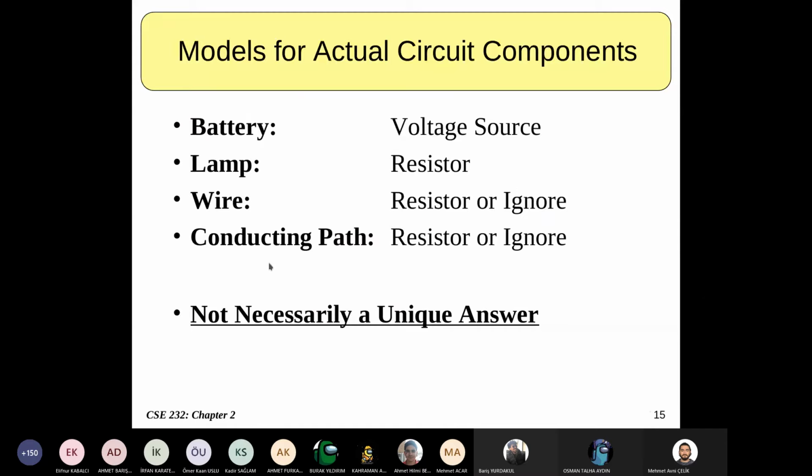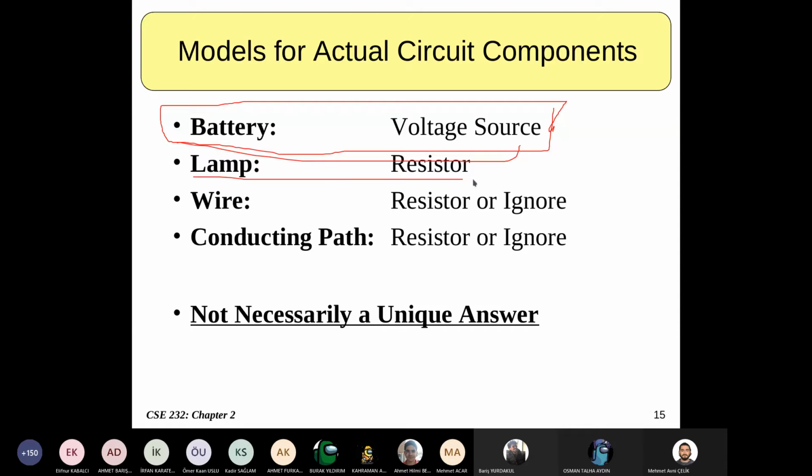Now, what do those things we learned correspond to in the real world? A voltage source is really a battery. Actual batteries are dependent voltage sources, but we sometimes model them as independent voltage sources. A lamp or a bulb you use in your homes can be represented as a resistor. Normally wires have some kind of resistance, but if it's a copper wire, we normally ignore that. The conducting pad, we say, doesn't have any resistance at all.